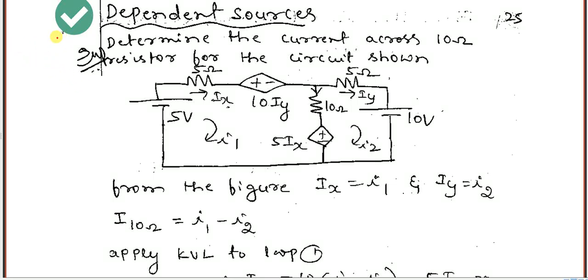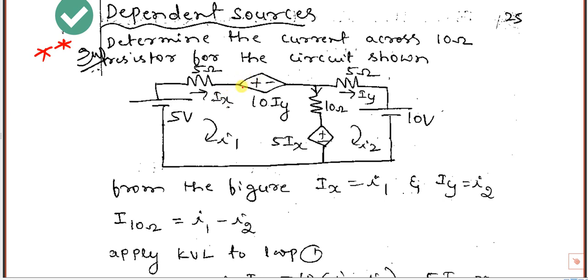Problems on dependent sources from module number 1. So this is also important. Determine the current across the 10 ohm resistor using mesh analysis. So this is a problem on dependent sources.